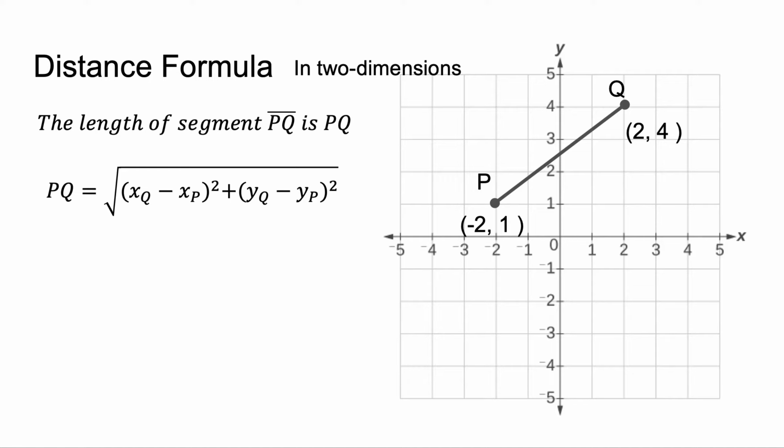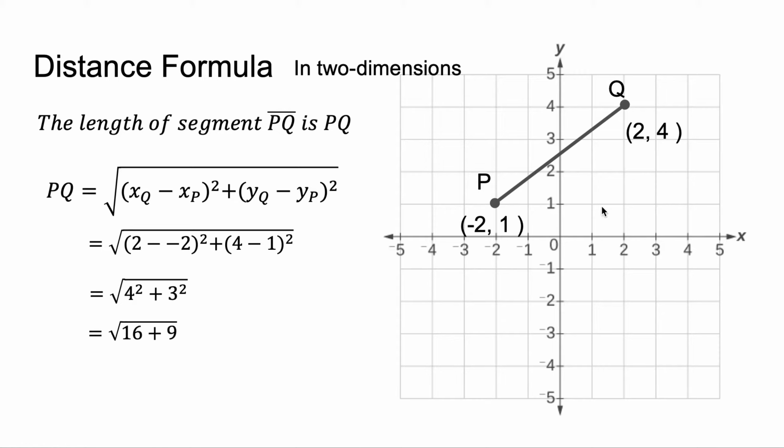So here we go, we've got some numbers here. All we have to do is put these numbers in. 2 and negative 2 go here. 4 and 1 go here. So you'll have square root of 4 squared plus 3 squared. Now if you're a smart person, you look over here and you go 1, 2, 3, 4. And over here you go 1, 2, 3. That's why it's 4 and 3. And you'll simplify until you can't simplify anymore, and you'll say that the length is 5.